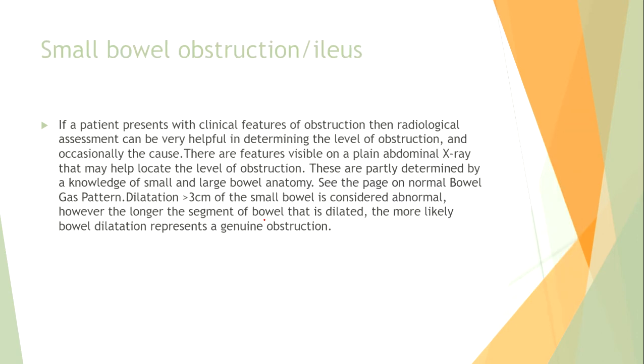Small bowel obstruction or ileus. If a patient presents with clinical features of obstruction, then radiological assessment can be very helpful in determining the level of obstruction. And occasionally there are features visible on a plain abdominal X-ray that may help locate the level of obstruction. They are partly determined by a knowledge of small and large bowel anatomy. See the page of abnormal bowel gas pattern. Dilation of more than 3 cm of the small bowel is considered abnormal. However, the longer the segment of the bowel that is dilated, the more likely bowel dilatation represents a genuine obstruction.